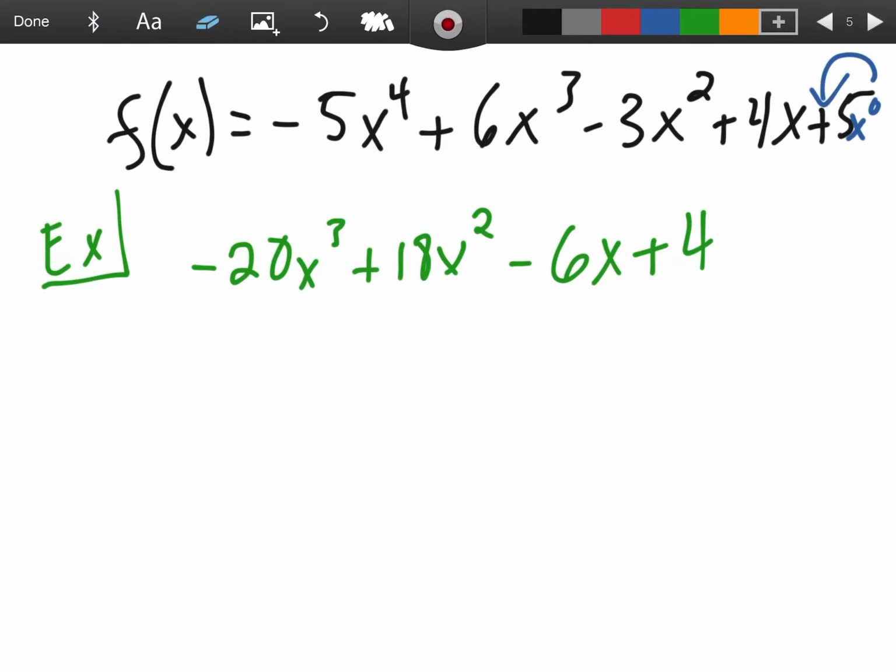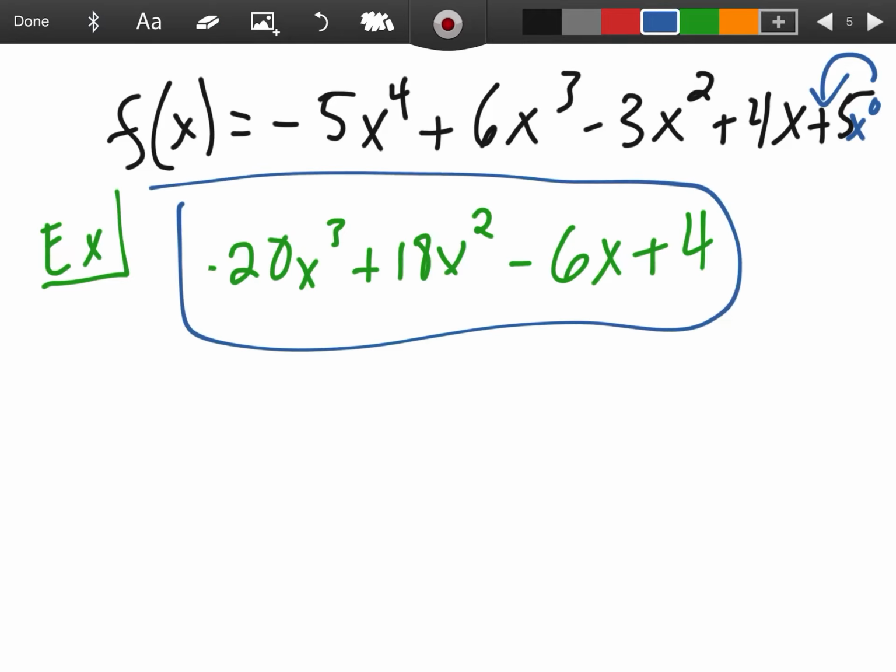So boom, it makes these problems so much faster. This problem could have taken us up to about 10 minutes to FOIL everything out, distribute, and then actually use the limit definition of a derivative. The power rule makes this incredibly quick, and it becomes a problem that we can really do in, I don't know, 10 seconds, 15 seconds. So it makes our lives a lot easier.